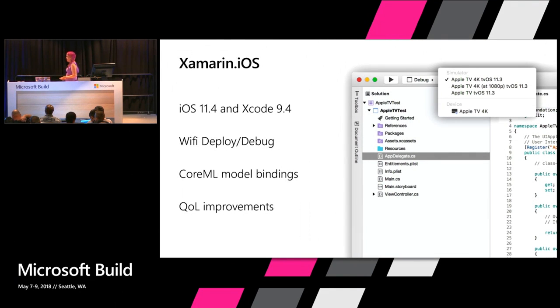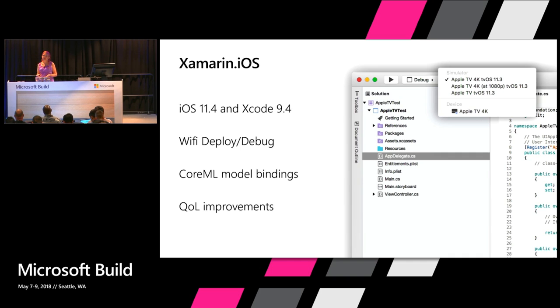So next I'm going to talk about some of the new features we have in the mobile space for Xamarin apps. So for Xamarin iOS, we added support for the latest iOS 11.4 and Xcode 9.4 and all of the versions along the way to those. We also have support for debugging and deploying over Wi-Fi now using the Apple APIs for that, which means you can deploy to Apple TVs, for example, over Wi-Fi. If your Apple TV isn't right next to your Mac, that makes it a lot easier.